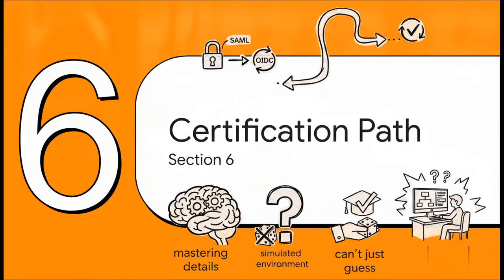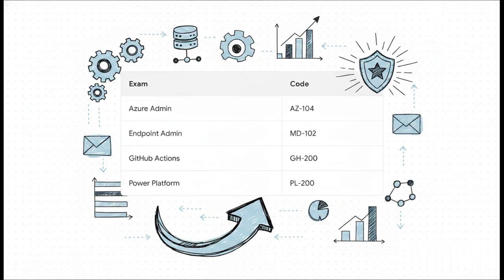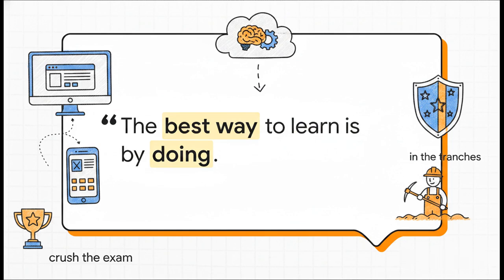Section 6. Path to certification. Keep in mind, this rigorous simulated testing approach isn't just for the GH-100. It's a proven strategy across a wide range of highly demanding Microsoft certifications, like the Azure Administrator AZ-104, Endpoint Administrator MD-102, GitHub Actions GH-200, and Power Platform PL-200. As the source material says perfectly, the best way to learn is by doing.